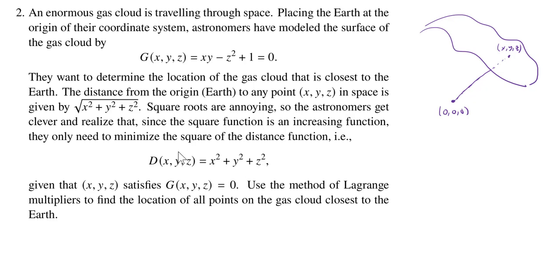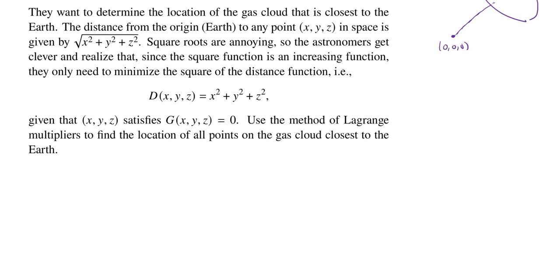So we want to minimize this function d, subject to the constraint that you need to be in this gas cloud. We don't care about minimizing the distance to any point in space. That would just be 0. The Earth is very close to itself. But we want only points that live on this gas cloud, which means they satisfy this equation. And then finally, we're given instructions to use the method of Lagrange multipliers to find the location of all the points on the gas cloud which are closest to the Earth.